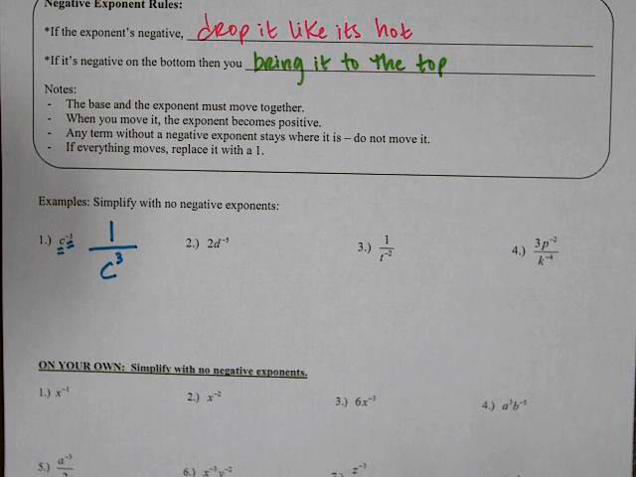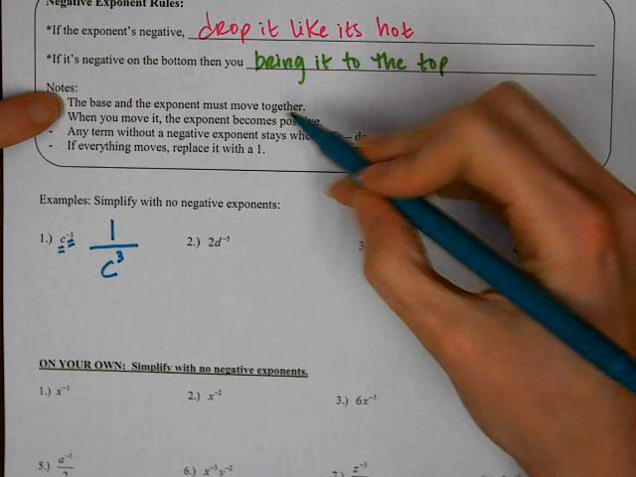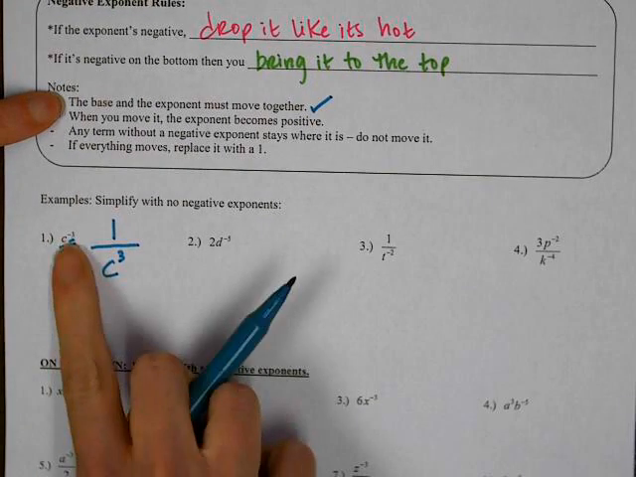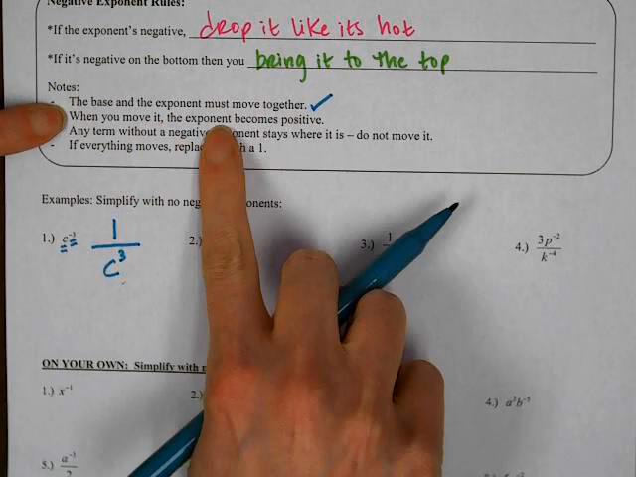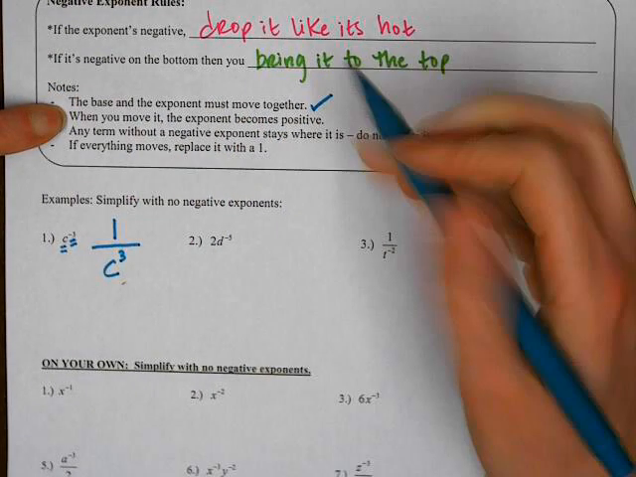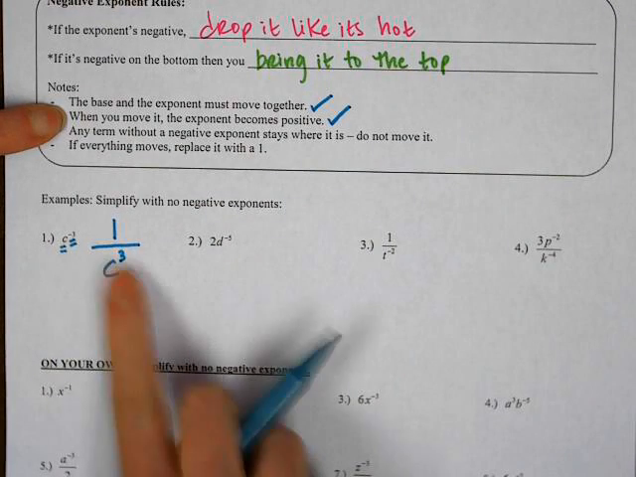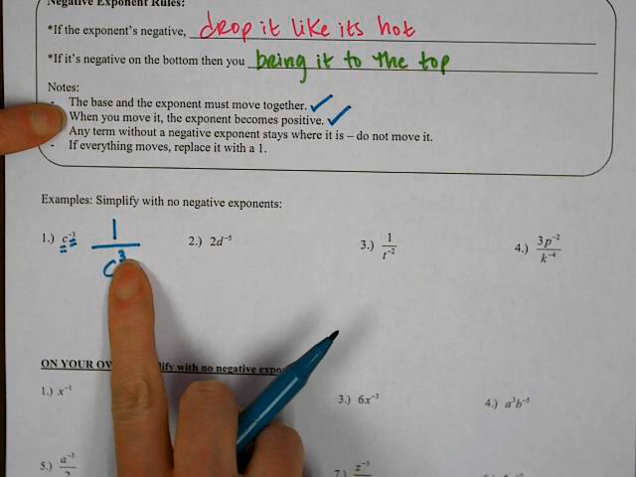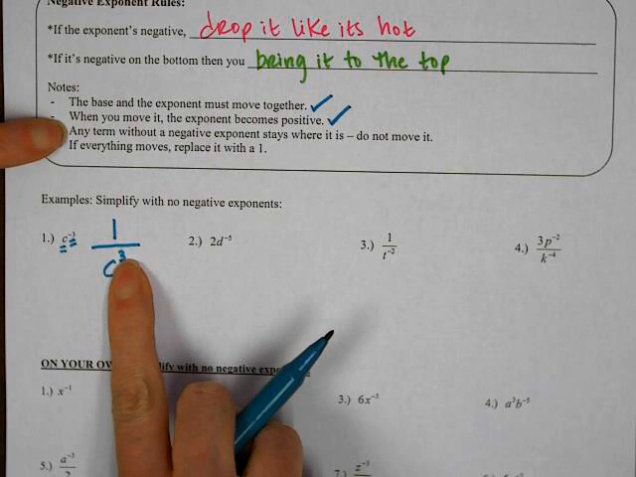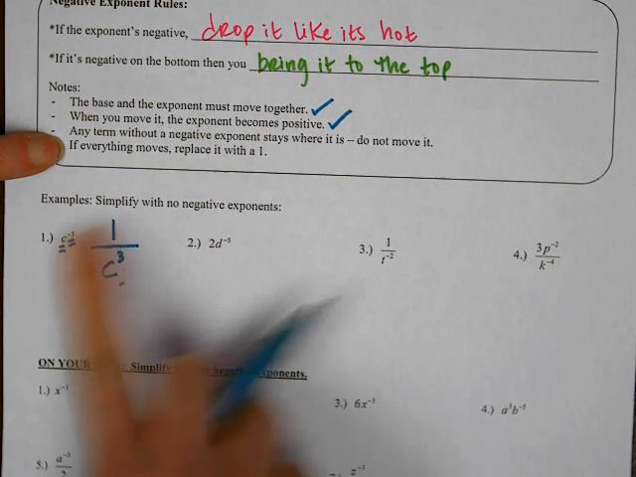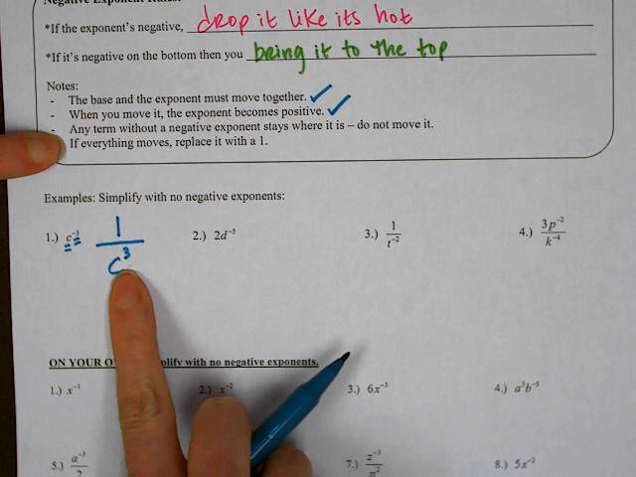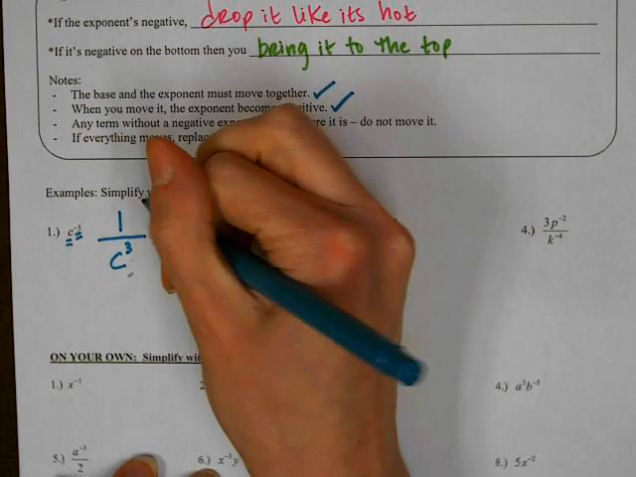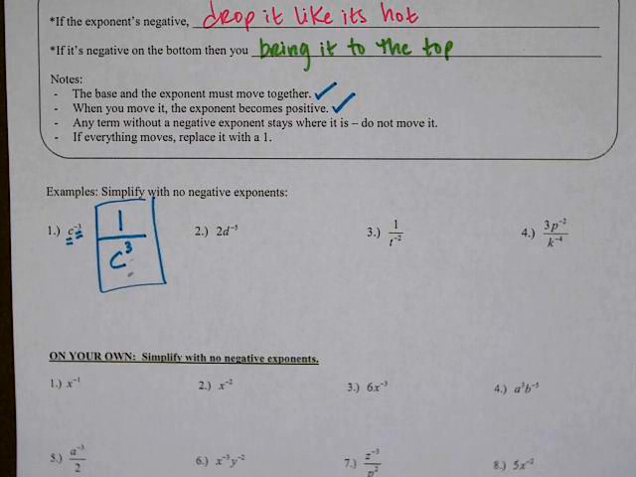Okay, so this one, a lot of these rules happened. The base and the exponent must move together. They have to travel together. When you move it, the exponent becomes positive. So when I brought it down, it becomes positive. This one didn't apply. If everything moves, you need to put a 1 to show that it's in the denominator now. All right, so that's it for that one.